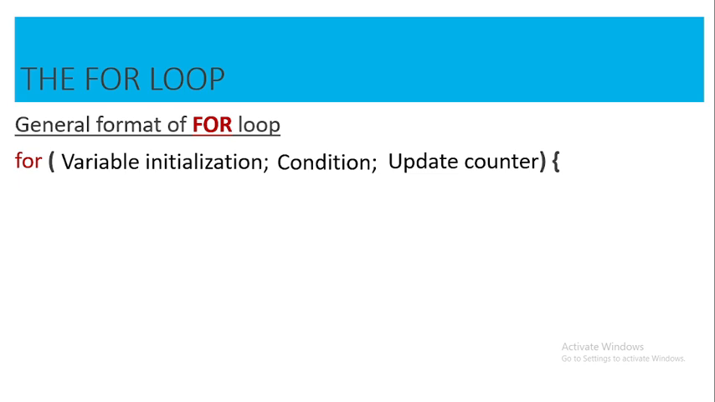After this, we have the curly brackets. This is where the code you want to run under the for loop goes. So you open the curly bracket, then write the code to run, and after that we end it with the closing curly bracket. This is the general format of the for loop, the same as the while loop but with a different arrangement: variable initialization, condition, update counter inside the parenthesis, then inside the curly bracket we have the code to run.